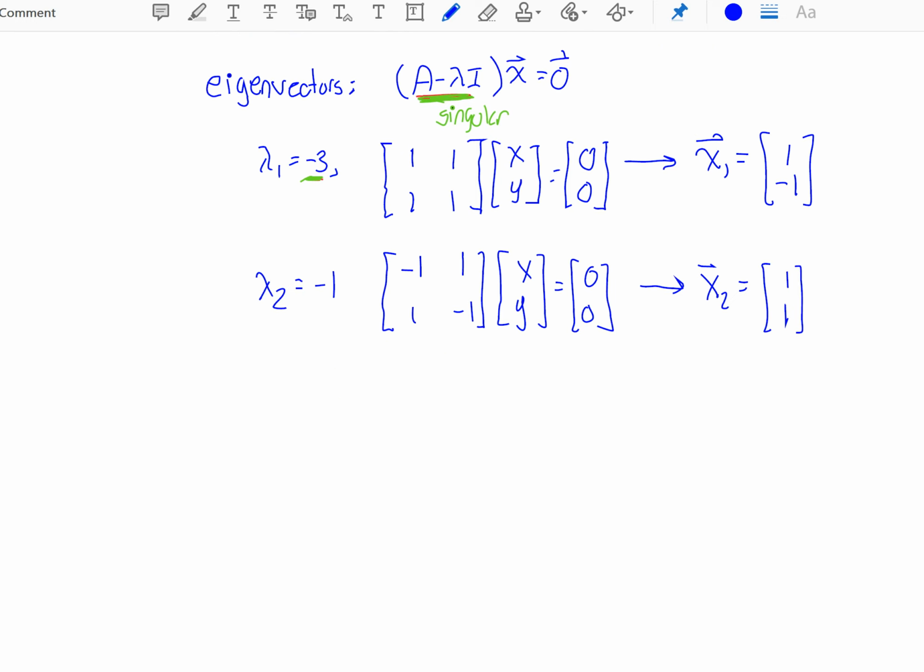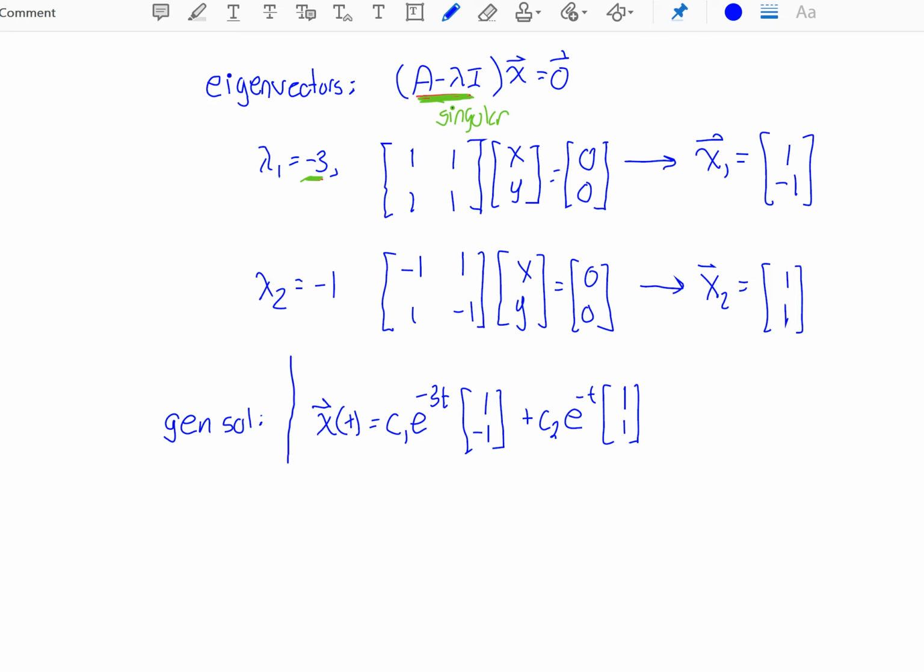This allows us to now write our general solution. Our general solution will be of the form x of t equals c1 e to the -3t times its eigenvector 1, -1, plus c2 e to the -t times its eigenvector 1, 1. This is what your general solution will look like.